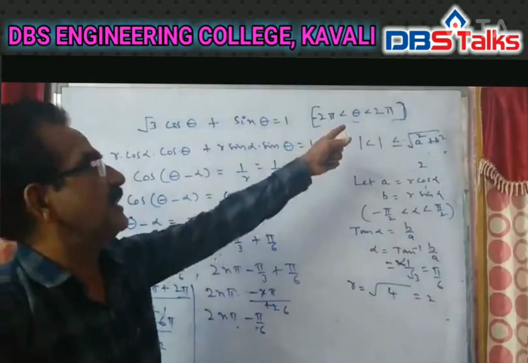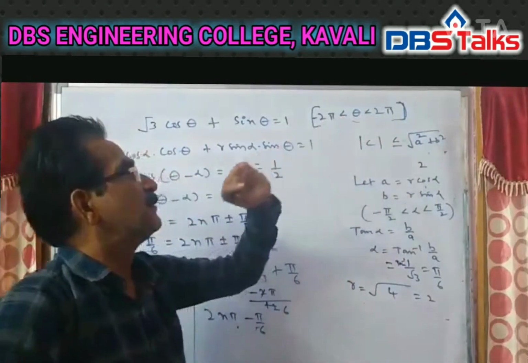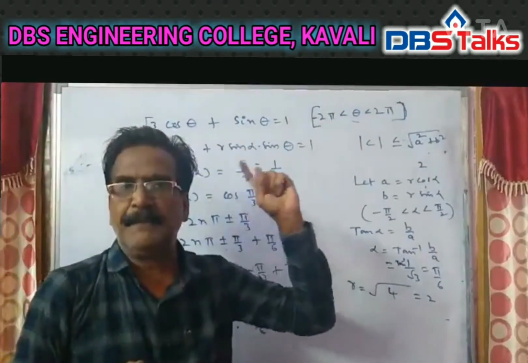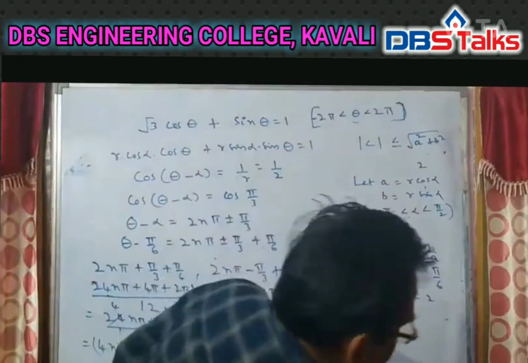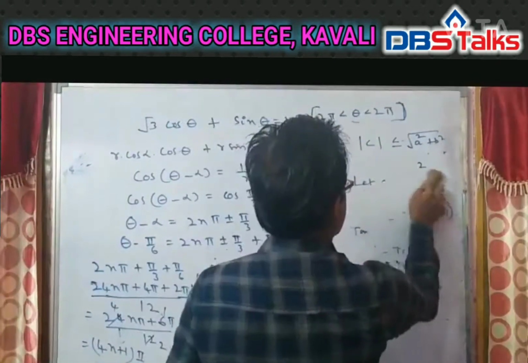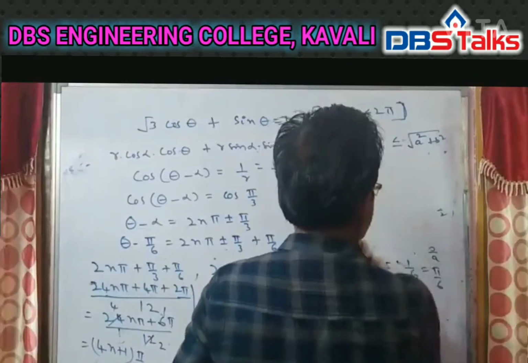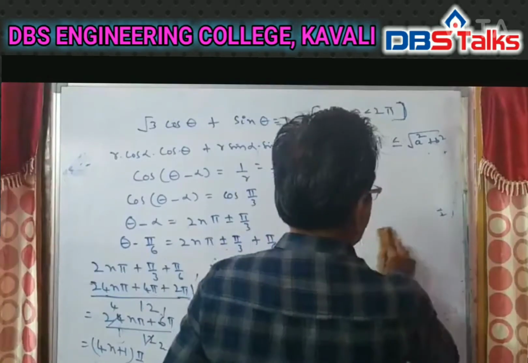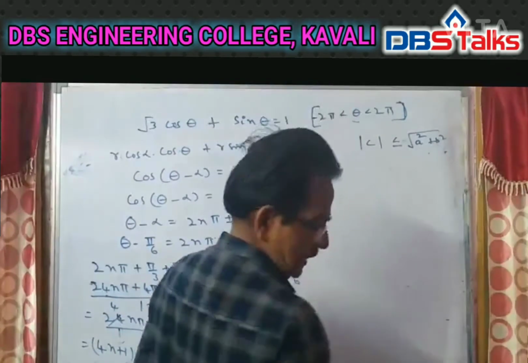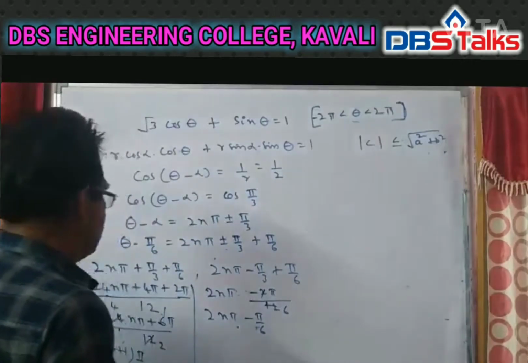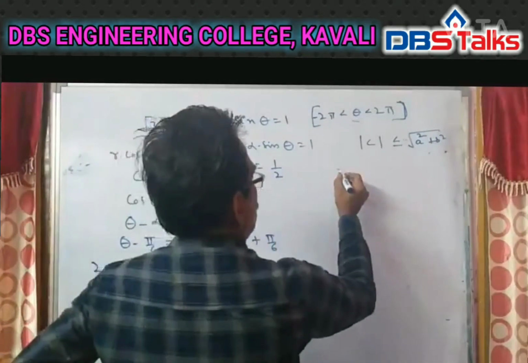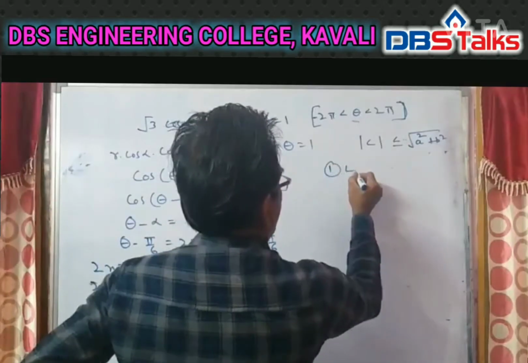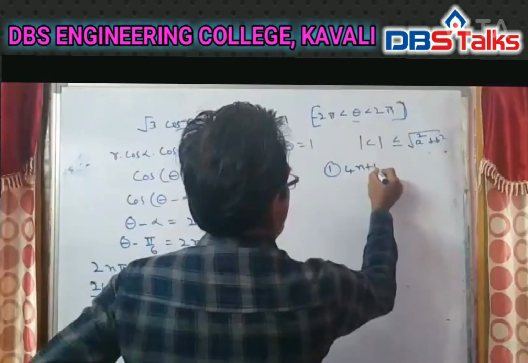Now what is the condition given? Theta must lie between minus 2 pi and pi. Okay, friends, for that, now we want how many solutions this equation has. First solution is 4n plus 1 into pi by 2.